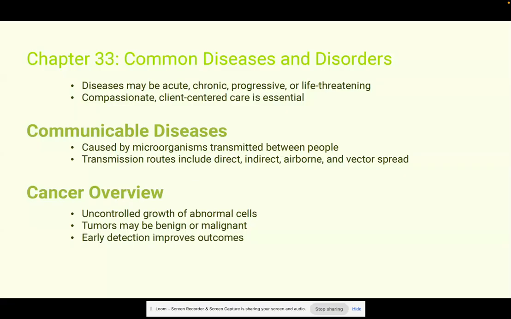So, disease, again, as we have mentioned and discussed before, it could be acute, chronic, progressive or life threatening, right? When we say acute, it's short term. Chronic is there for a long period of time in the client's body. Progressive, it's growing or advancing. And of course, life threatening.